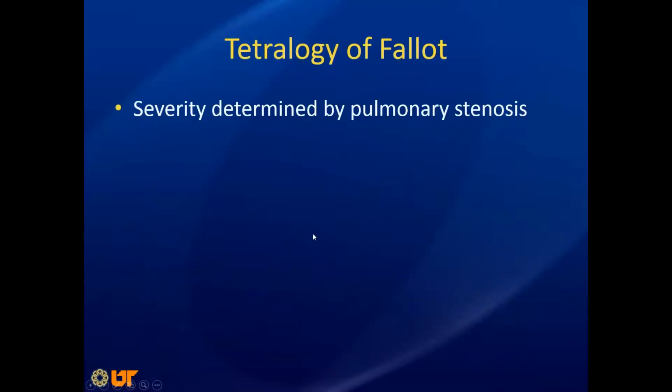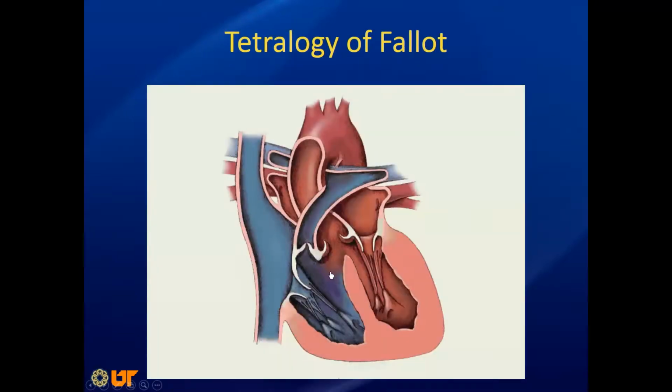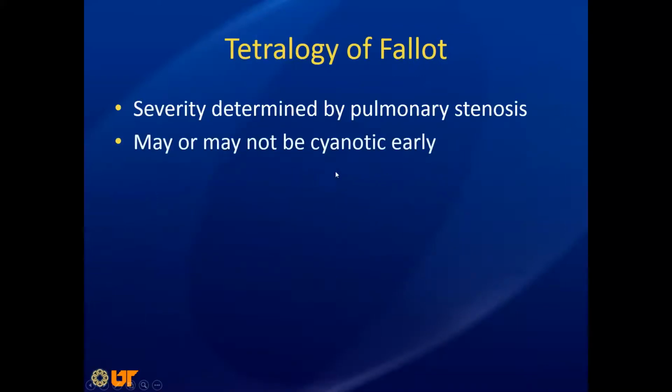The severity is determined by the pulmonary stenosis. It's not determined by size of the VSD, which is almost always large and unrestrictive in a tetralogy. It's all about how bad the pulmonary stenosis is. So they may or may not be cyanotic early. If it's really bad pulmonary stenosis or nearly critical, they are going to be cyanotic nearly right off the bat. If it's pretty mild, they may be fine for months or longer.